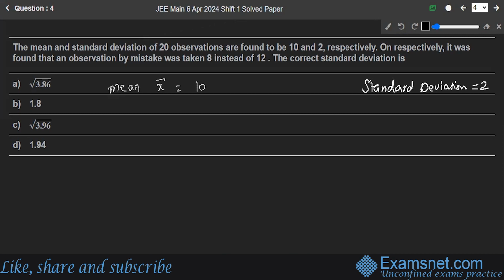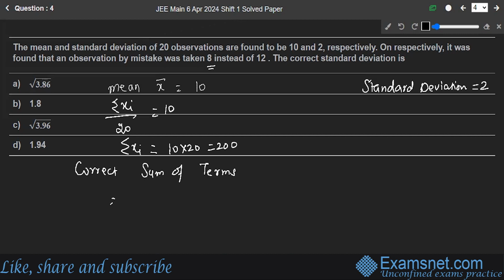Mean is given by the sum of observations, that is sigma xi upon the number of observations. You had 20 observations, so this is equal to 10. The sum of all observations is equal to 200. It was found that the observation was taken as 8 instead of 12. So the correct sum of terms will be 200 minus 8 plus 12. That will be 204. So this is the correct sum.